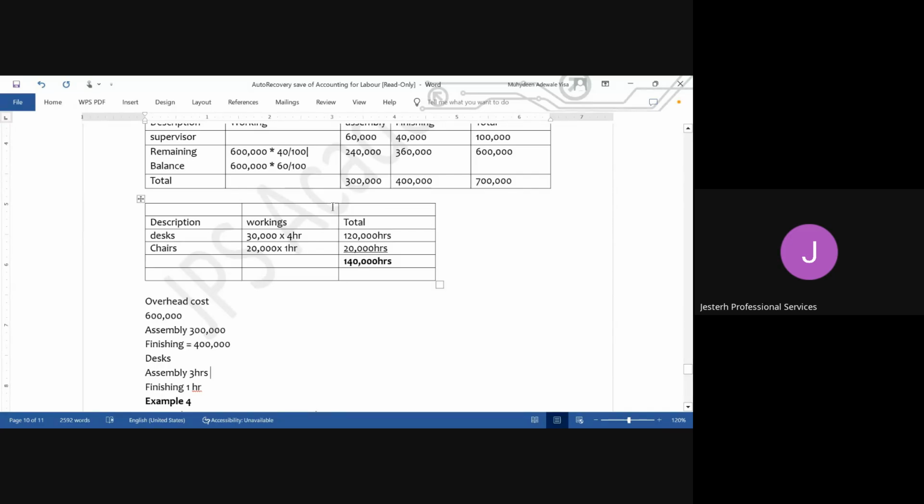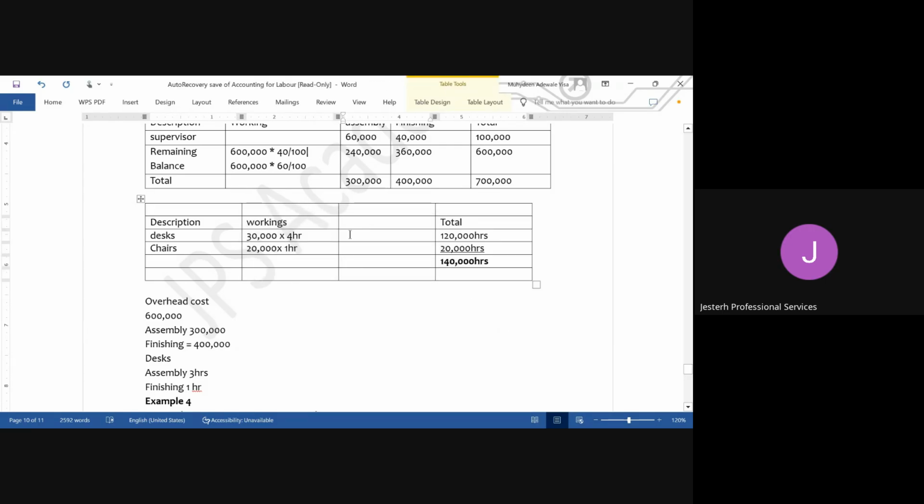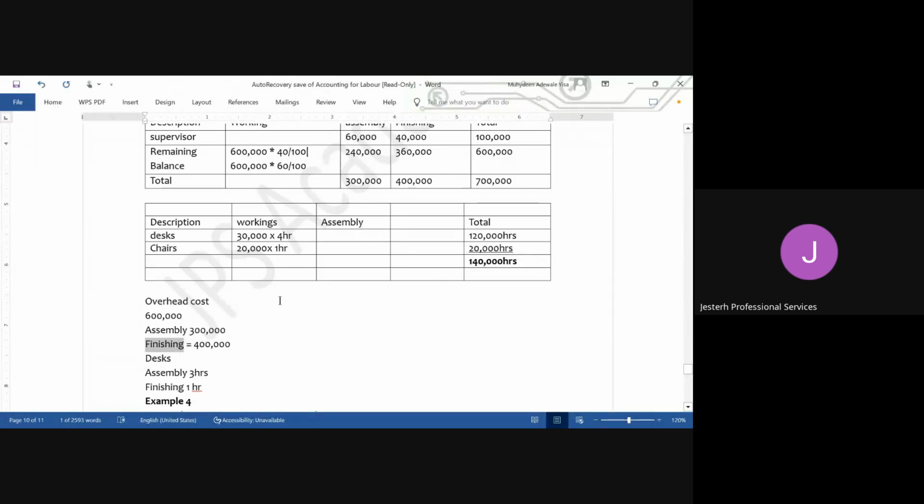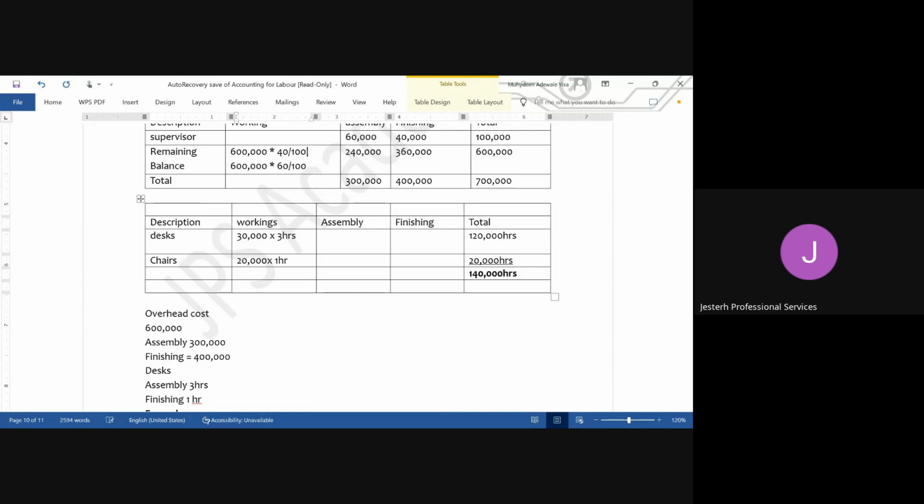So we'll come here. Let me add one more here to simplify this, and just calculate it for us. Now assembly. I believe if I use this table, it will get my explanation across very well. Now this thing has changed. We are using 3 hours for assembly, and then 30,000 multiplied by 1 hour.